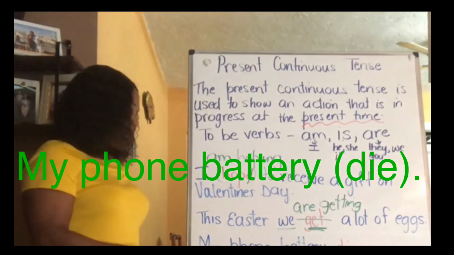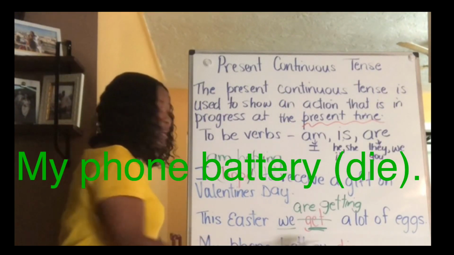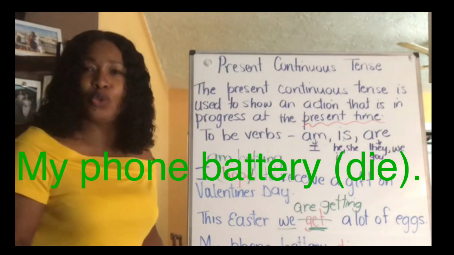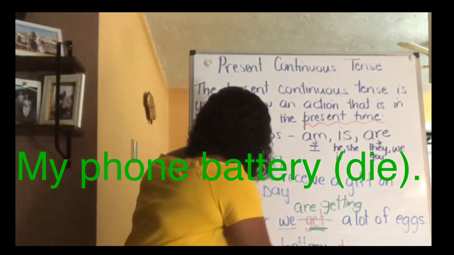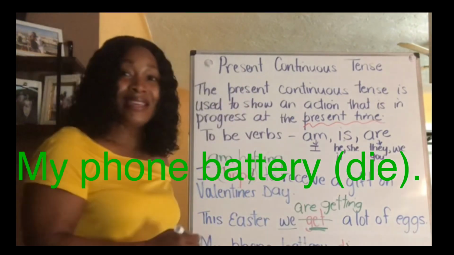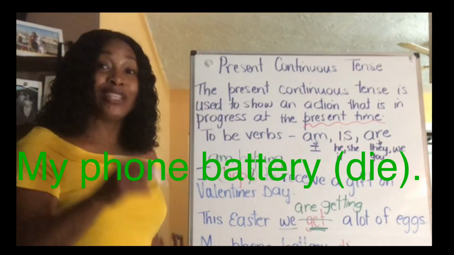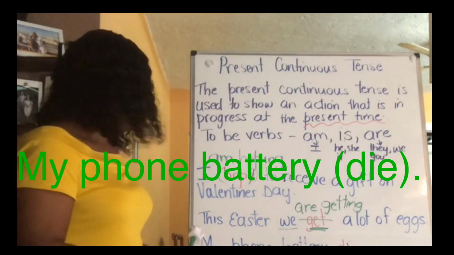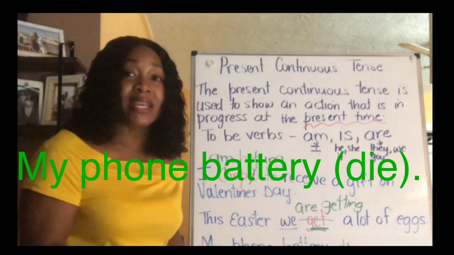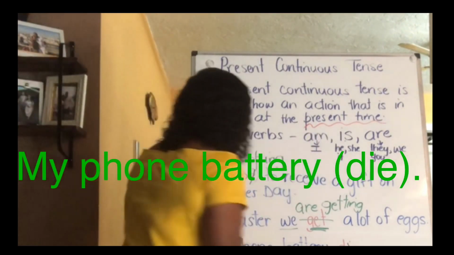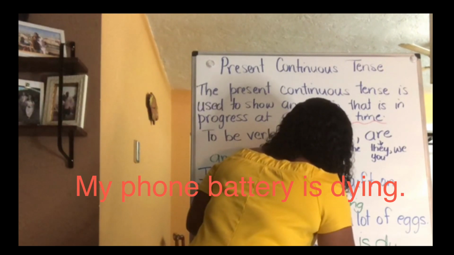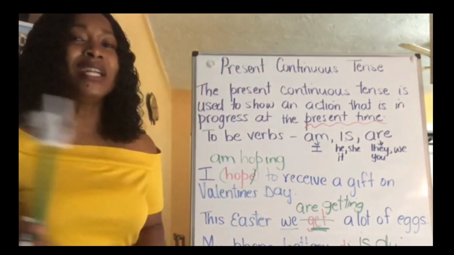Last one. My phone battery die. Now what do we do? The main verb is die, D-I-E. Remember, when it ends with I-E, we are changing that I-E to Y, and then we add ing. But we need an auxiliary verb. So my phone battery, how many? One. So is. My phone battery is dying, D-Y-I-N-G.